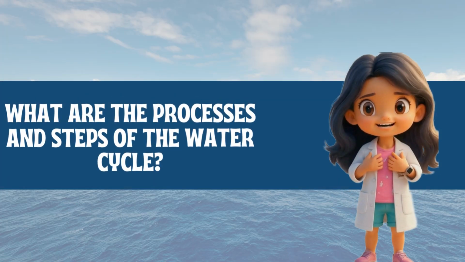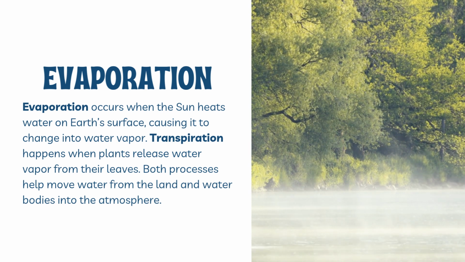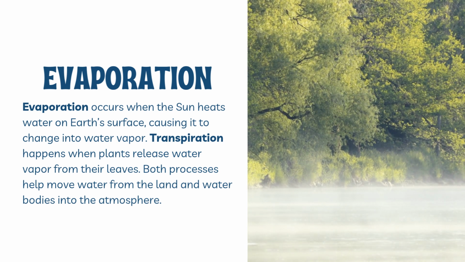In this lesson, we will explore how the water cycle works and why it is important. What are the processes and steps of the water cycle? The first process is evaporation. Evaporation occurs when the sun heats water on Earth's surface, causing it to change into water vapor. Transpiration happens when plants release water vapor from their leaves. Both processes help move water from the land and water bodies into the atmosphere.